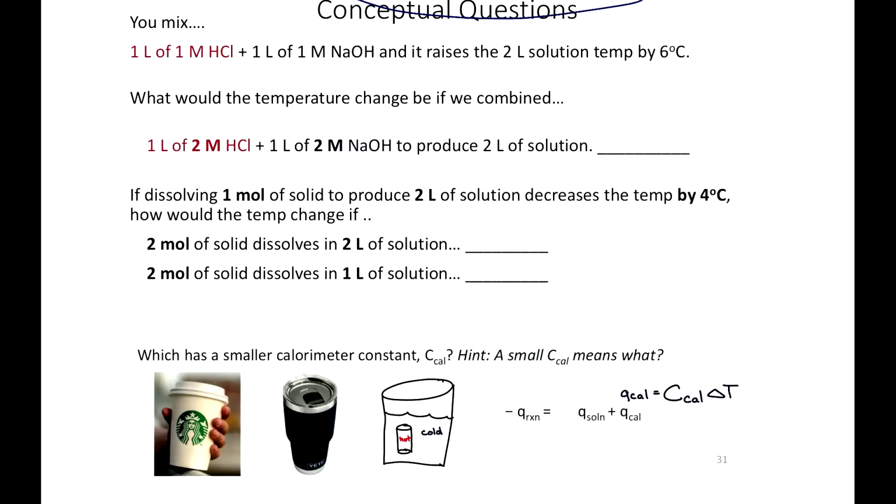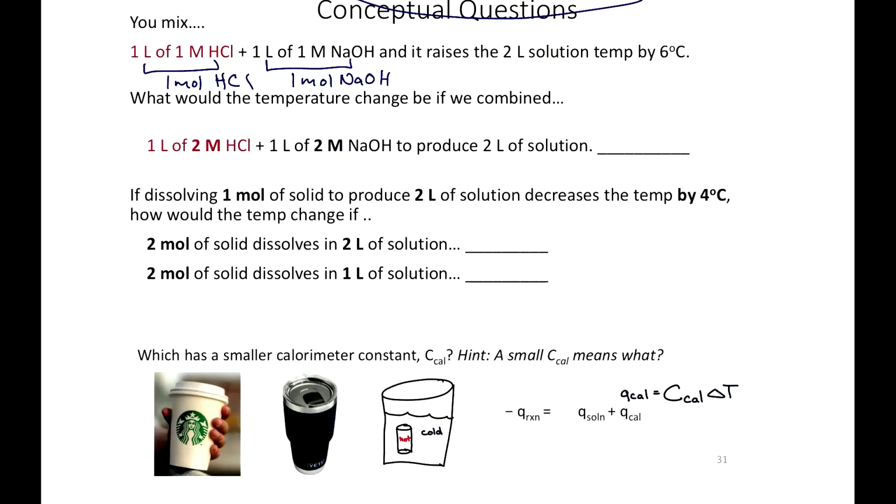So let's say we mix 1 liter of 1 molarity HCl. So how many moles of HCl is here? This is 1 mole of HCl. And we react it with 1 liter of 1 molarity sodium hydroxide. So that means there's 1 mole of sodium hydroxide there. And you mix these two things together to make 2 liters of solution. Doing that raises the temperature 6 degrees Celsius.